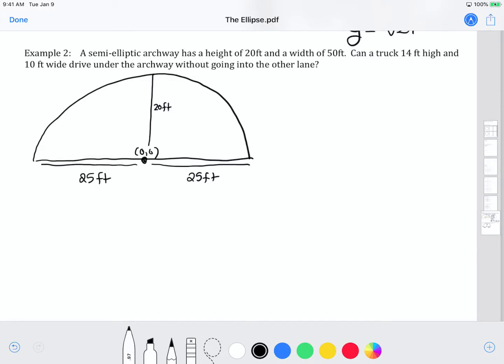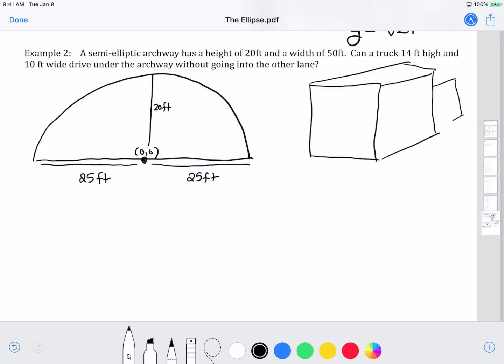Now, it says, can a truck that is 14 feet high and 10 feet wide drive under this archway without going into the other lane? So, here's the picture, if you can imagine it. Let me see if I can draw a picture of a truck. This is the back of the truck. Here's the cab of the truck. And we've got our wheels. That's not bad.